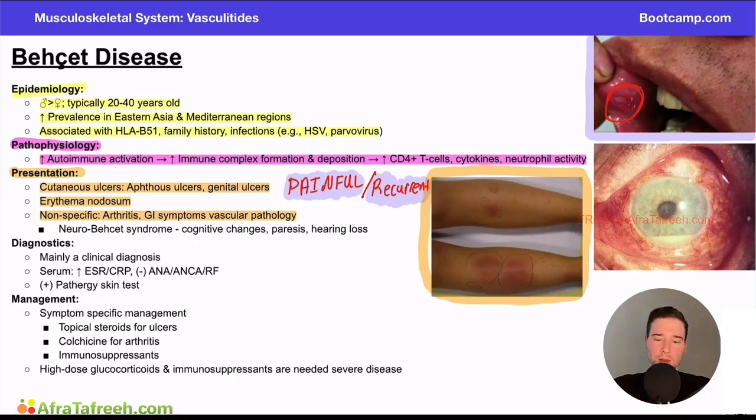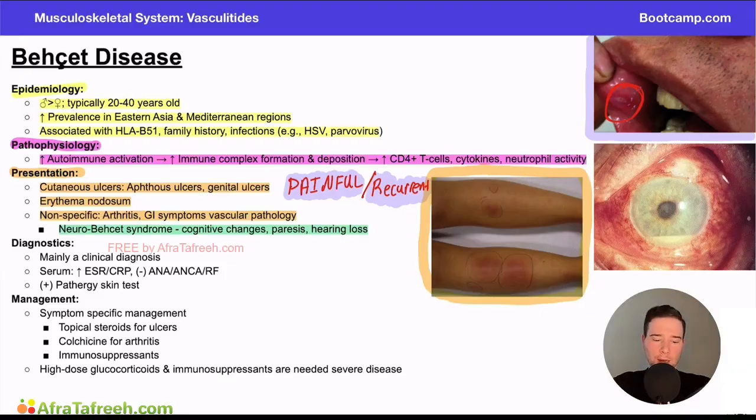Now, there's a pretty unique finding that can present in a subset of patients, approximately 5 to 10%, called neuro-Behçet syndrome. So these are the above findings, plus cognitive changes, paresis, and hearing loss. So you really see some integration with the central nervous system here. And if we have the central nervous system symptoms as well, we call it neuro-Behçet syndrome.